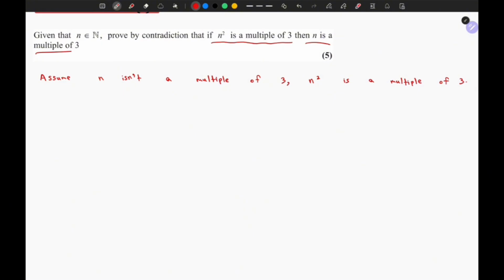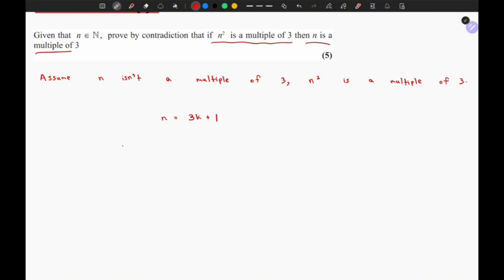Now, since n isn't a multiple of 3 (if n was a multiple of 3, we could have written this as 3k), you can add 1 to it and make it not a multiple of 3. You can add 1 or you can also add 2, but I prefer 1. But if you add 3 to it, this would be a multiple of 3.